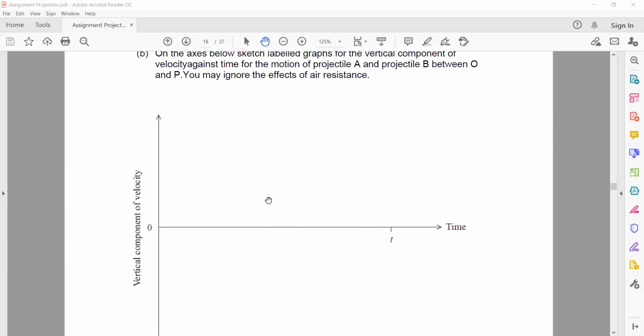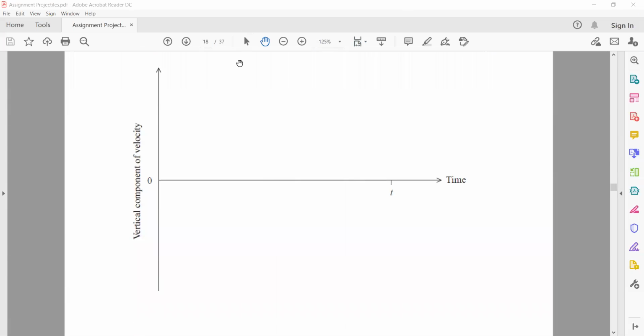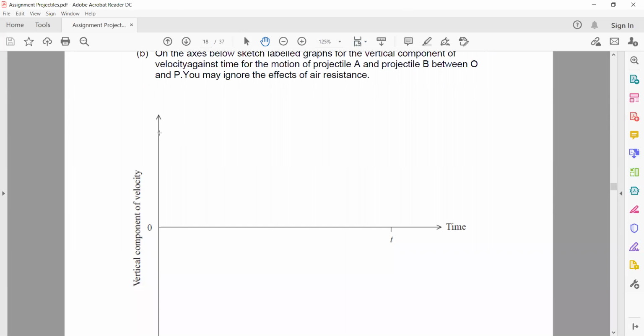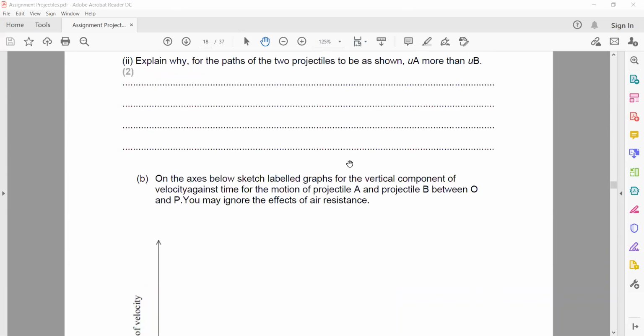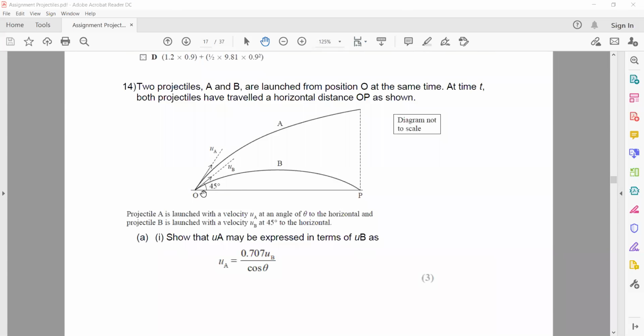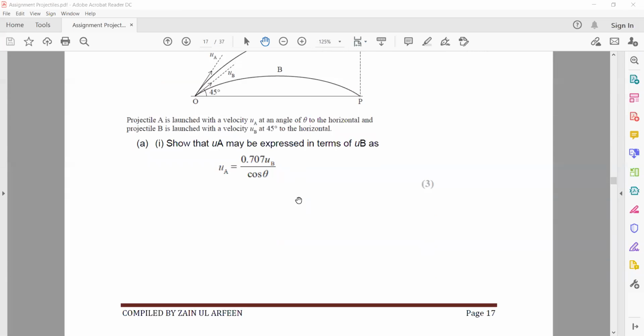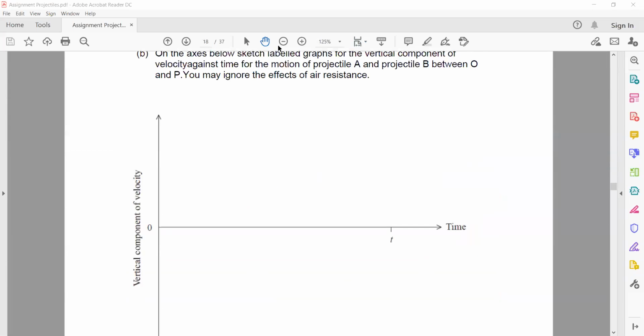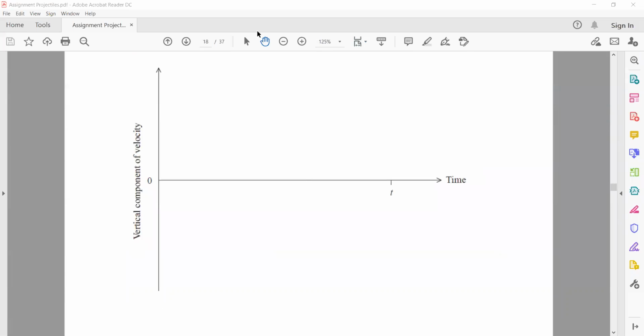So when we sketch a graph for velocity and time, a constant acceleration means a constant slope should be there. So it should be a straight line. When the projectile is launched, the vertical velocity increases and then the vertical velocity decreases. So basically for the same time interval.